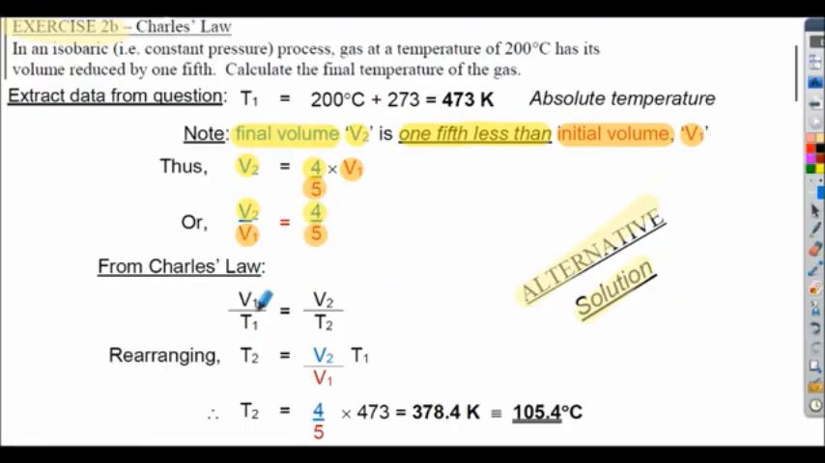Again, as before, rearranging Charles' law for T2, I end up with V2 divided by V1, and we know from above that's 4/5. So again, I can evaluate for T2, and of course we get the same answer as before. Just a slight variation on the solution there in the way it's presented, that's all.